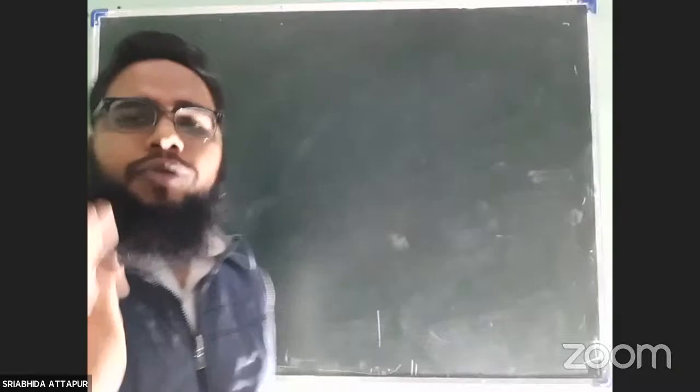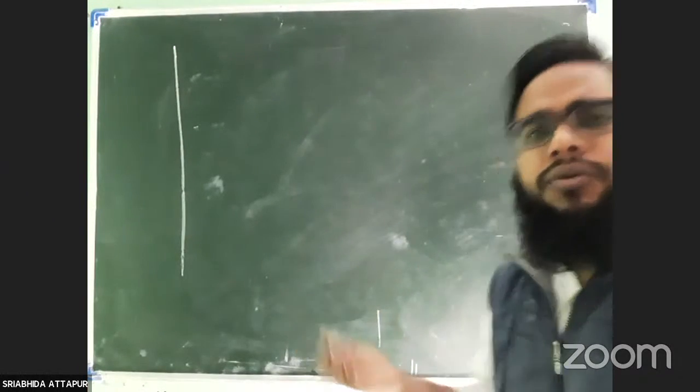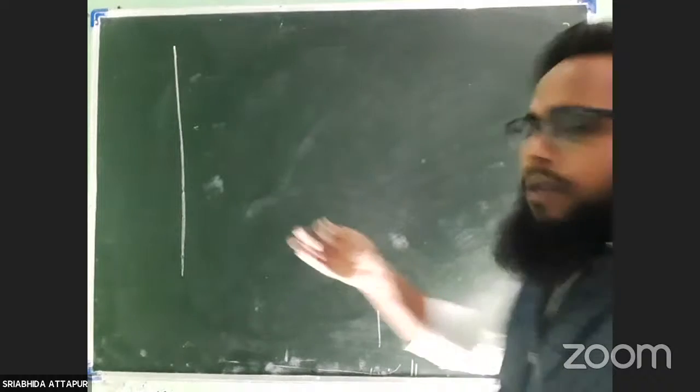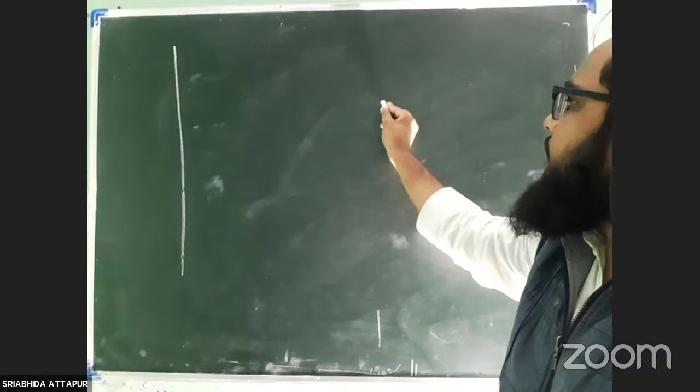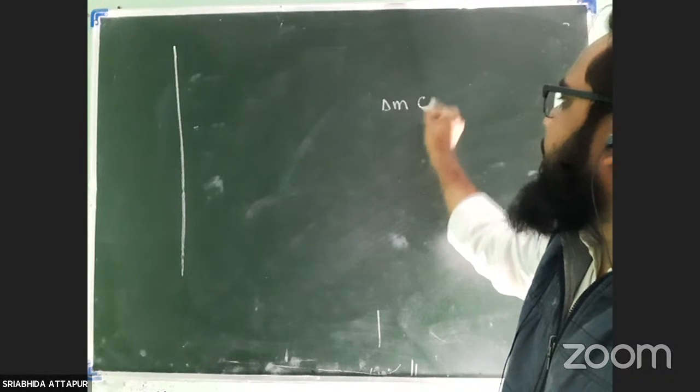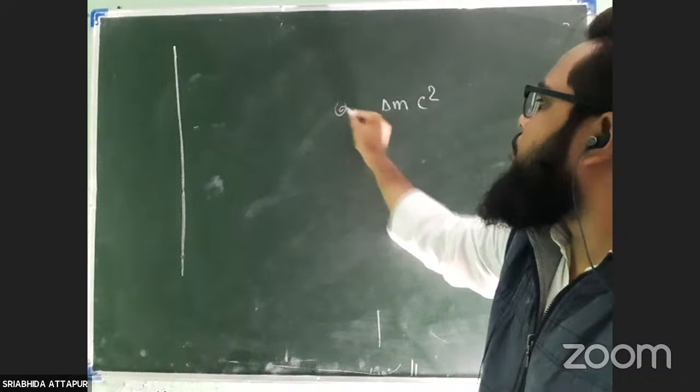Sir, you told you will discuss that E equals delta m into c square. One more thing, listen. That day everyone got confused. A person messaged me. Suppose that at that day I told delta m into c square is equal to Q.